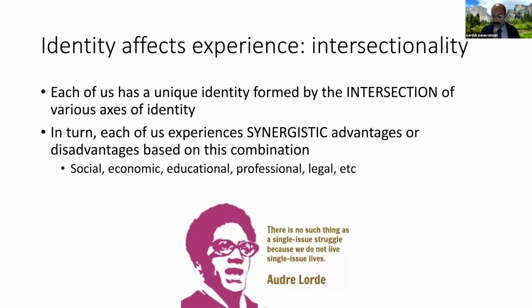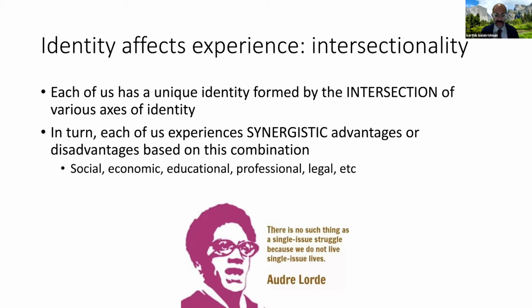Well, part of this is probably because our identities affect our experience. There's this term called intersectionality, which many of you have probably heard over the last few months in the cultural dialogues going on in this country. But what it boils down to is that each of us has a unique identity that's formed by the intersection of multiple different axes of identity. So those might be gender, race, ethnicity, language, geographic origin, income, education, etc. And all those things together make us have the unique identities that each of us has.